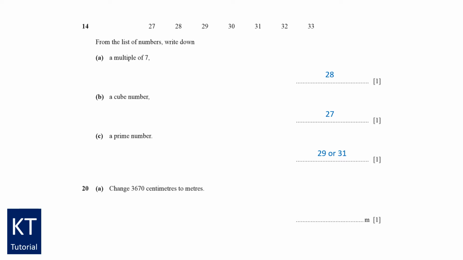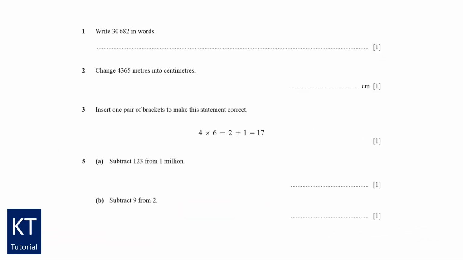Question 20a. Change 3,670 centimeters to meters. It is 36.7. Question 1. Write 30682 in words. It is thirty thousand, six hundred and eighty-two. Next, change 4365 meters into centimeters. This would multiply the original number by 100.